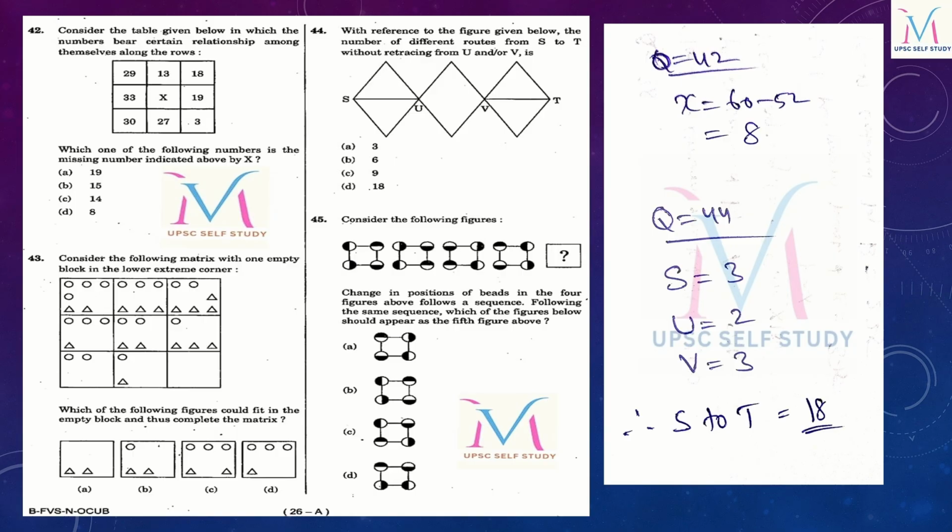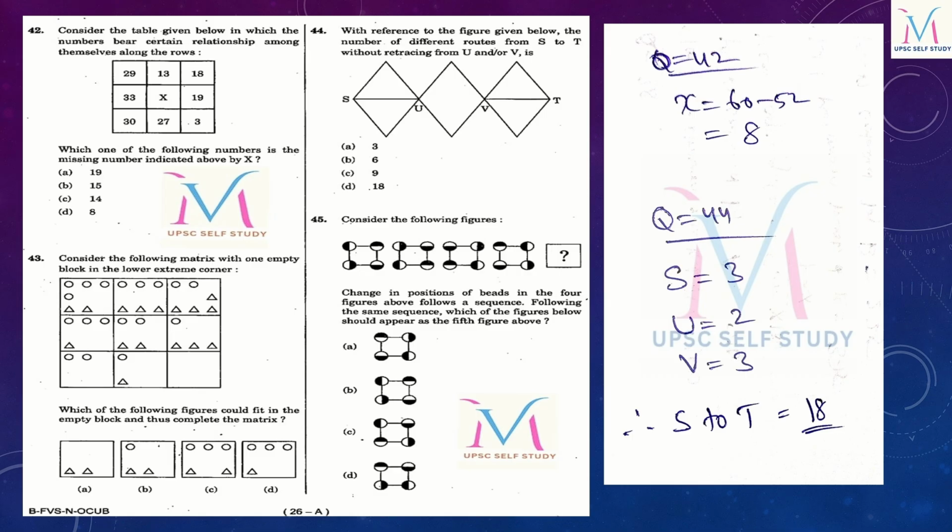So, 44th question: with reference to the above pictures, the number of different routes from S to T without retracing from U and V are... Okay, here we have to find out the routes from S to T. S to T has many routes, so we have to find out in how many routes we can travel from S to T.